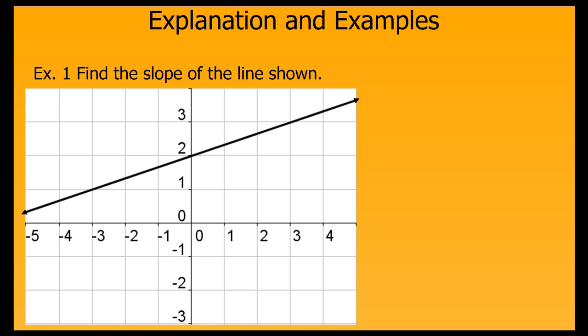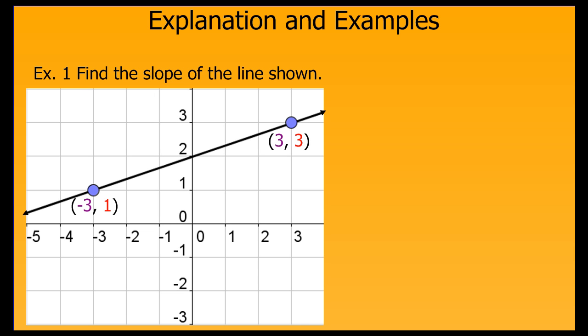We want to find the slope of this line that has already been graphed for us. To find the slope, we can pick any 2 points on the line. To make our life easier, we try to pick points that are easy to work with, so they typically have coordinates that are integers, but please keep in mind that doesn't have to be the case. So for this graph, 2 points that would be easy to work with are (-3, 1) and (3, 3).